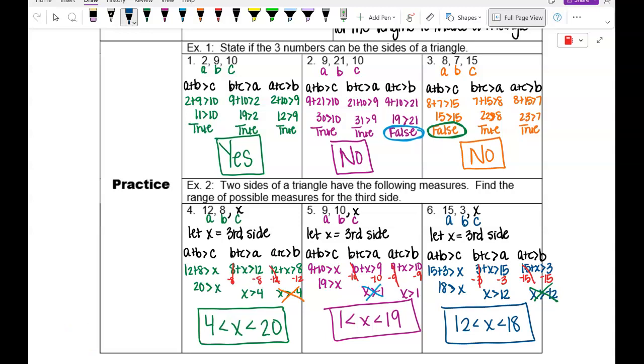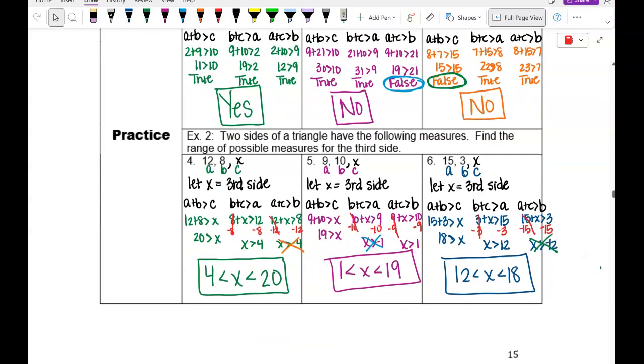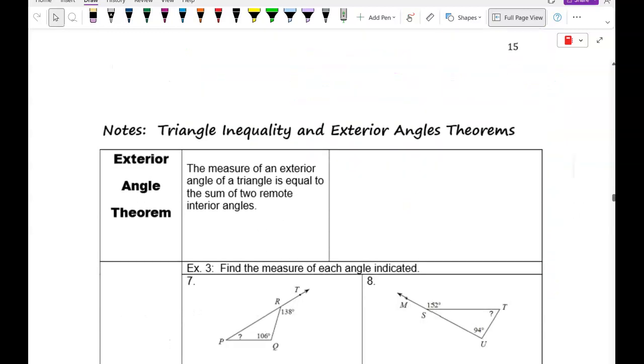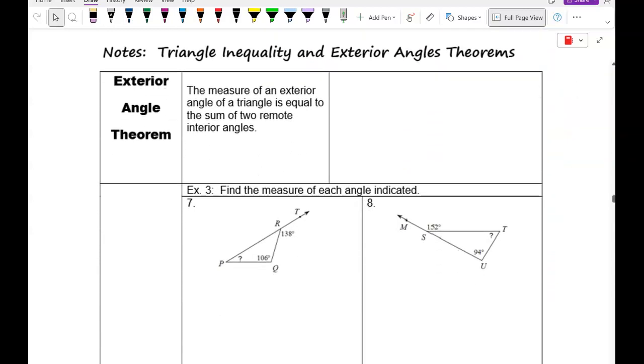All right, so that's the end of the triangle inequality theorem, but we do have one more theorem that we're going to talk about today. On the next page, we have the exterior angle theorem. The exterior angle theorem says the measure of an exterior angle of a triangle is equal to the sum of the two remote interior angles. So let's talk about what they are talking about.